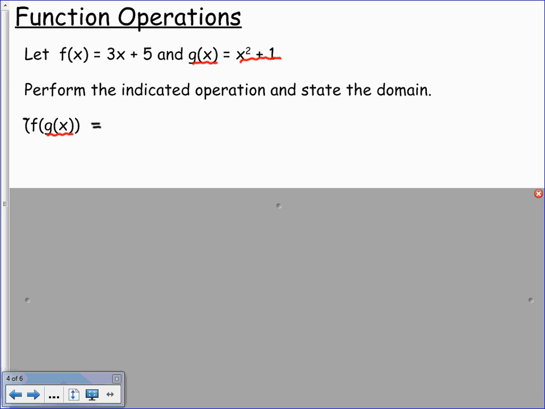Oh, and I have this extra parenthesis that shouldn't be there. Sorry, I forgot to erase that. That's not really there. Can I rewrite this as f of x squared plus 1? Are you okay with me substituting that into the function notation? It's saying do f of g of x, but you know g of x is really just x squared plus 1. So do f of x squared plus 1.